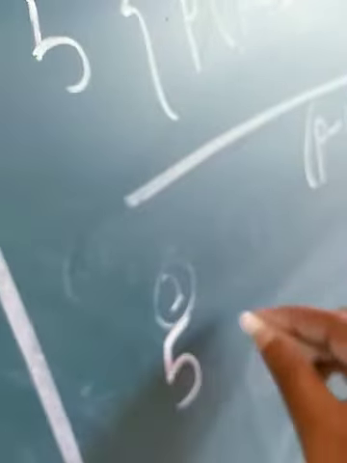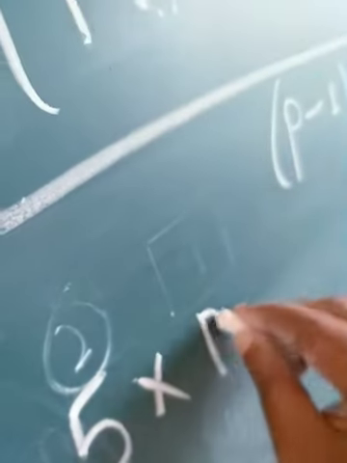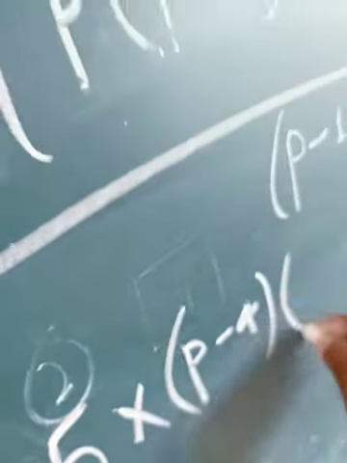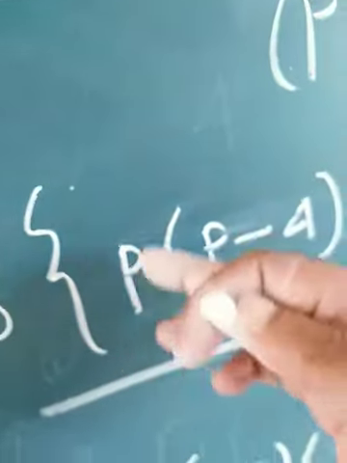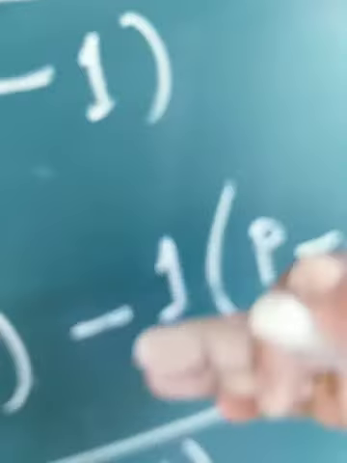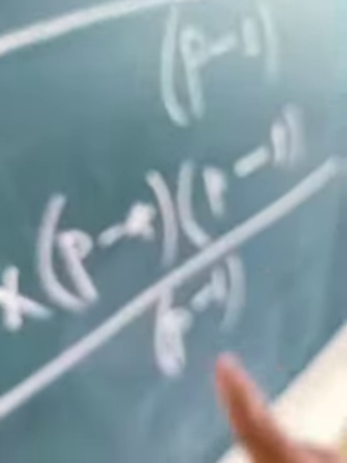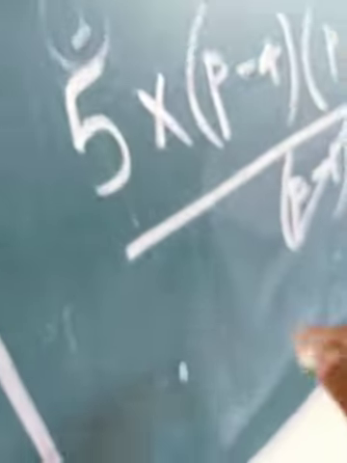Now write 5 again, put the multiplication sign. Now you see these two terms are carrying what common? P minus 4, isn't it? So we'll take P minus 4 as common and put it inside the bracket. Now if you remove P minus 4 from here, what will remain? P. So P, and if you remove P minus 4 from here, what will remain? Minus 1, isn't it? Now divided by P minus 1. Now the numerator and the denominator are carrying the same terms, that is P minus 1, P minus 1. So we'll cancel this out. So the required answer would be 5 into P minus 4. So this is your answer, students.